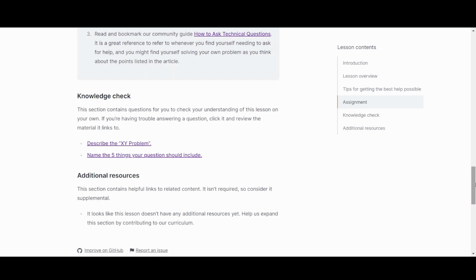Name the five things your question should include. Like we already reviewed, the things we need to account for when preparing the question are: provide a link to the lesson or project in the curriculum, provide code, pseudocode, or other relevant information, explain the problem, describe what you are expecting, and summarize what you have tried.